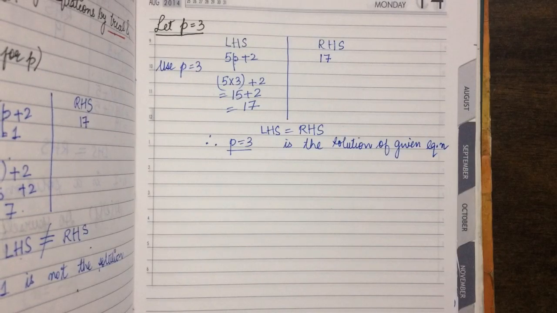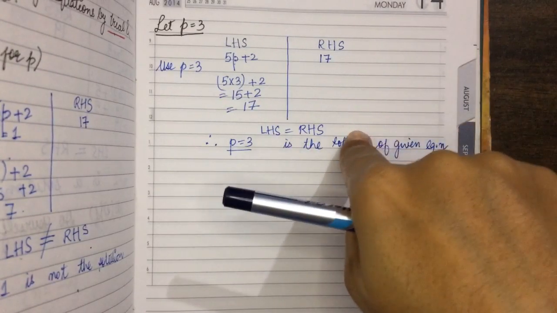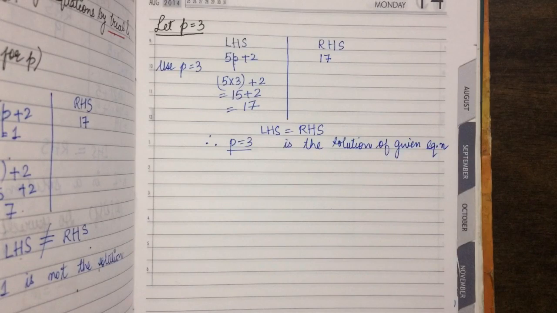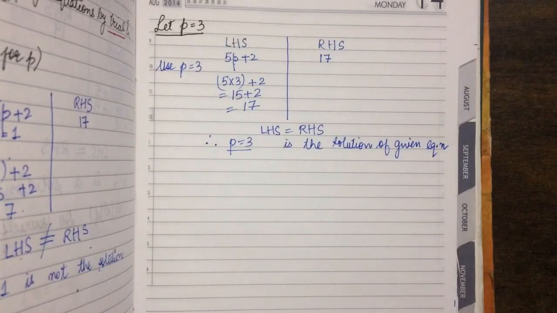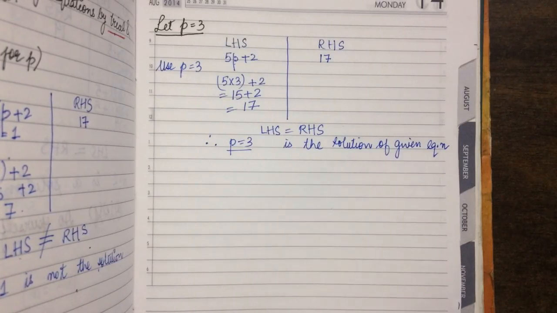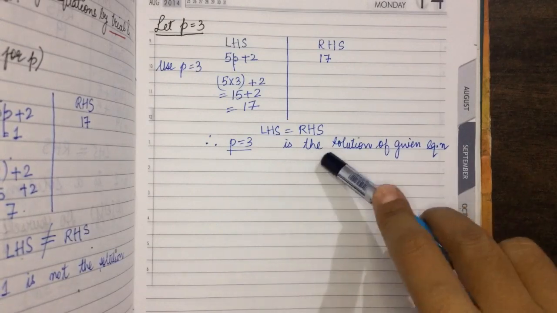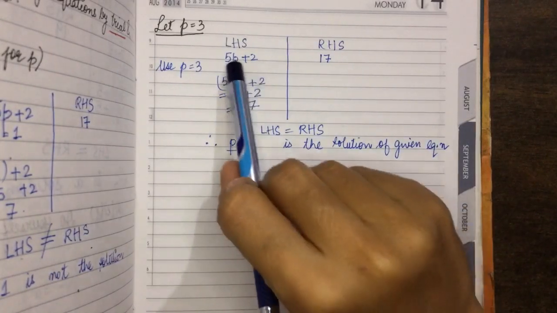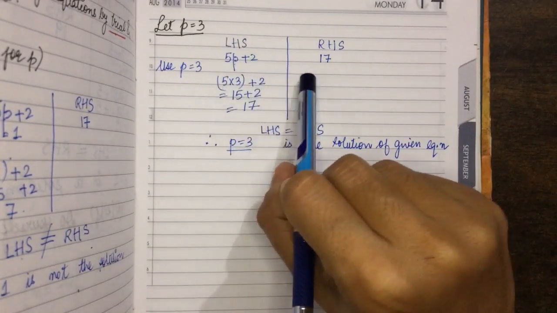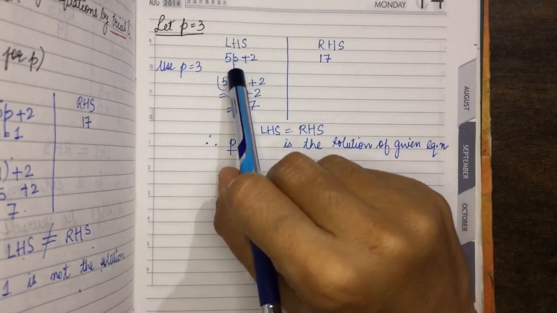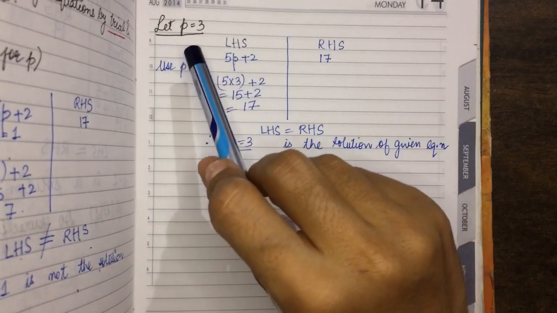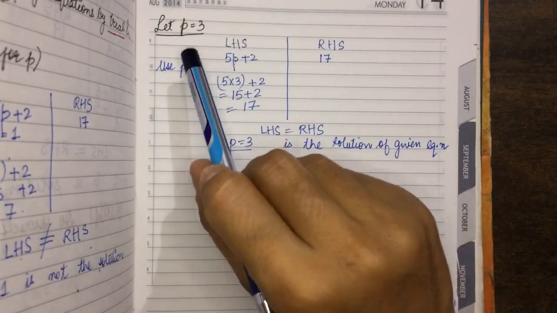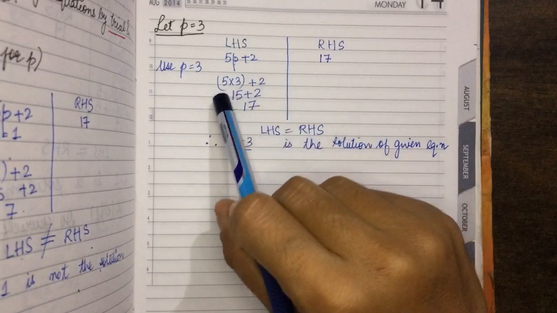So I had to guess 3 values to reach my answer. What you can do, if you can look at the equation and guess the answer, you can directly start by that value. So in this question, if you had looked at this equation 5p plus 2 equals to 17, if you could guess the answer before doing these, if you had guessed the answer directly that the value of p is 3, you could have only done this.